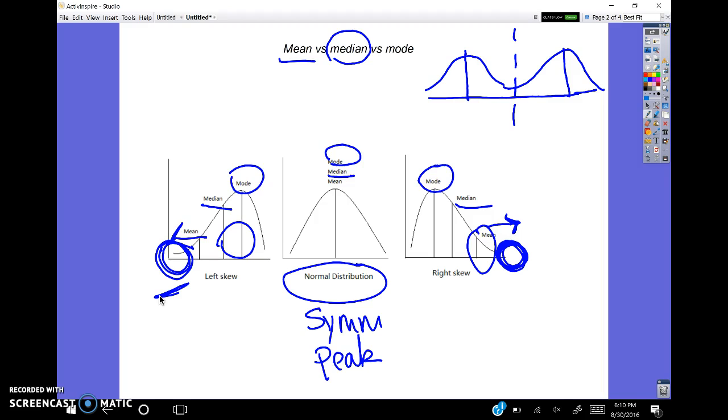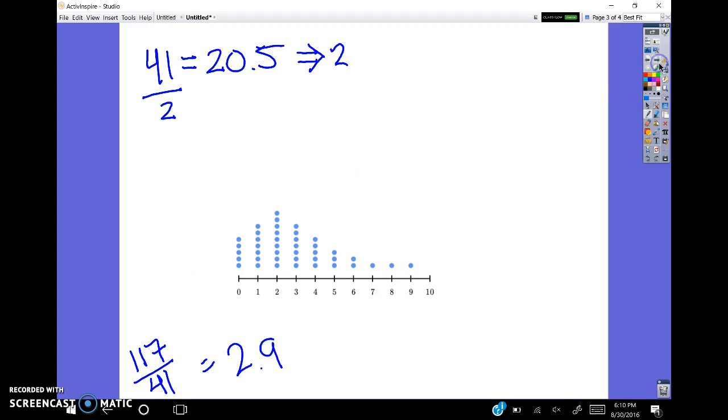However, if it's a skewed distribution or non-symmetric in any way, really the median is going to be your safest bet as far as measuring the center of the graph. Okay, so let's take a look at some examples. So this is an example, just some arbitrary data that I found on the internet.